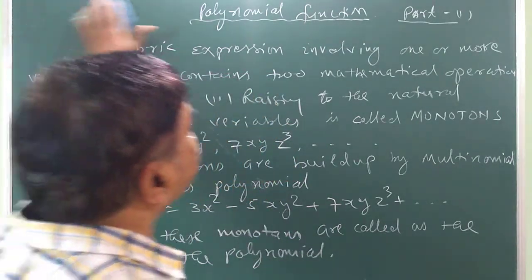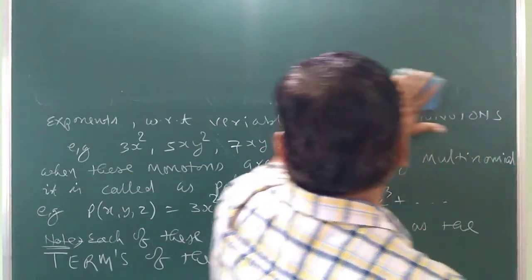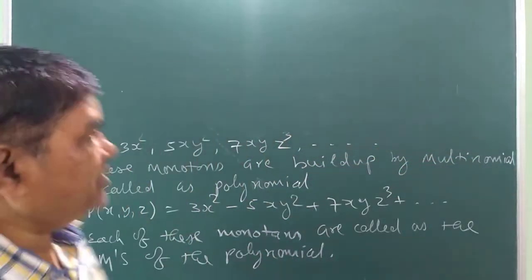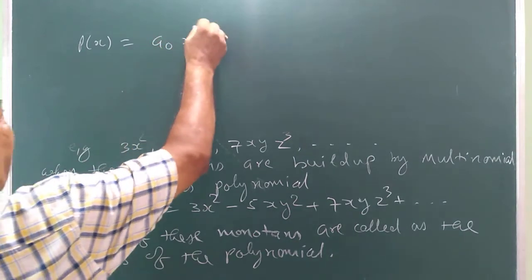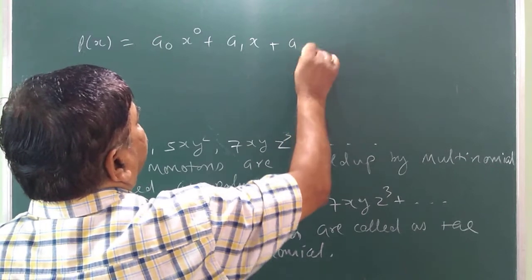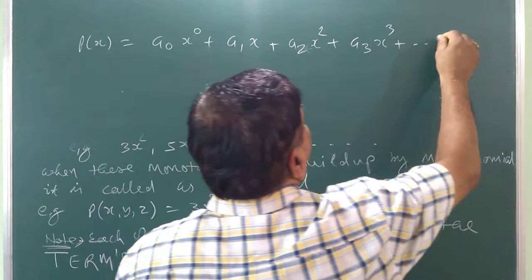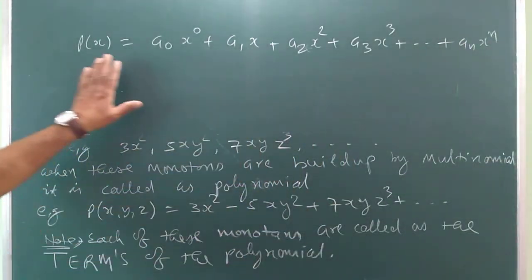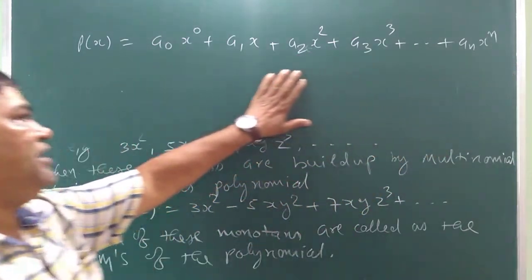In this session, we will study the polynomial which carries only one variable. So this is the polynomial which carries only one variable, that is x. So this is a3x cube up to an x to the power n. So this is the polynomial having only one variable, that is x.